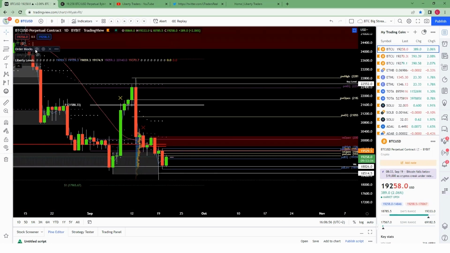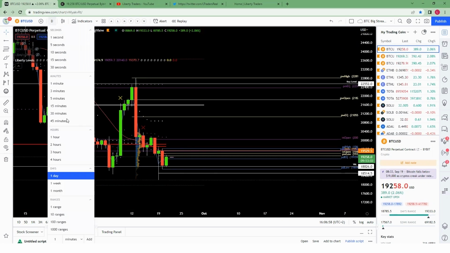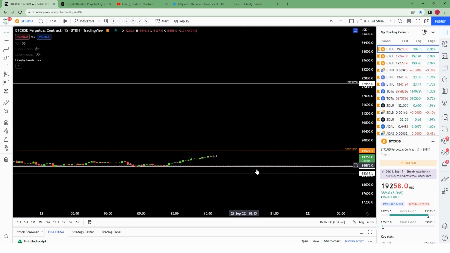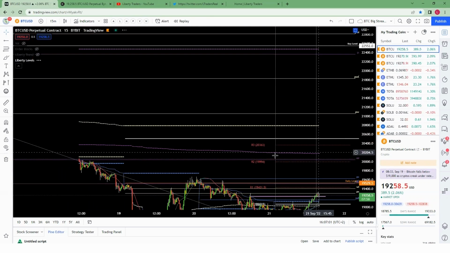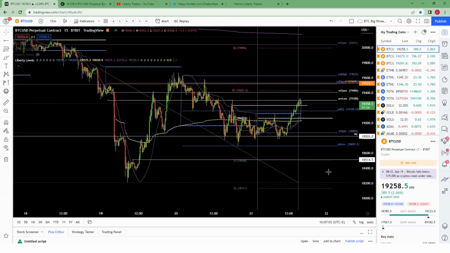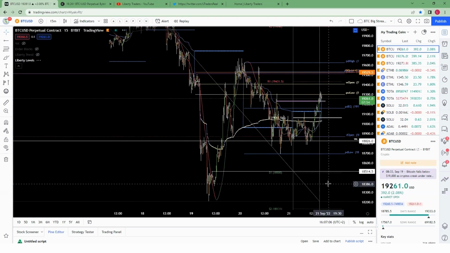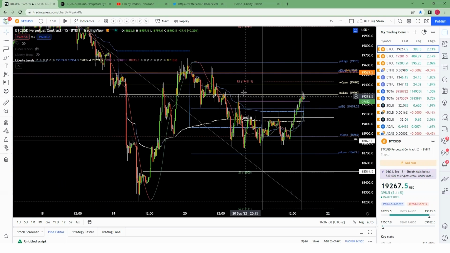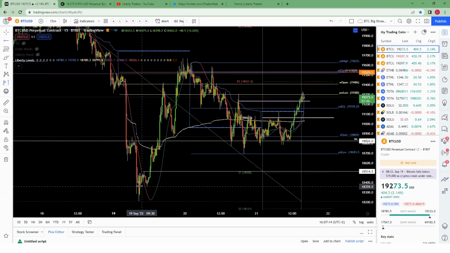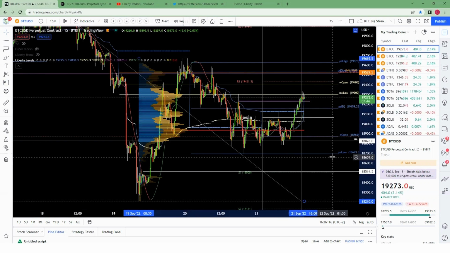So that's absolutely brilliant. I'm actually just going to go back to the 15 minutes again quickly. I just want to see where we find ourselves currently on the 15 minutes. Yeah, we are currently doing a swing failure of this high. So let's just quickly do a volume profile with a local.